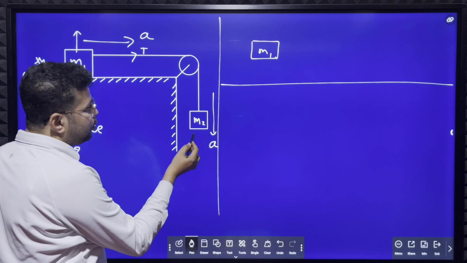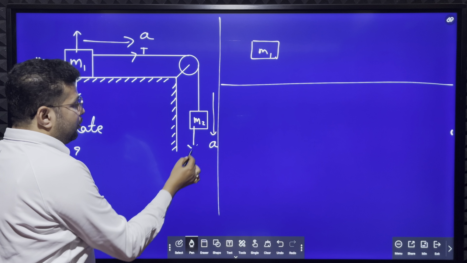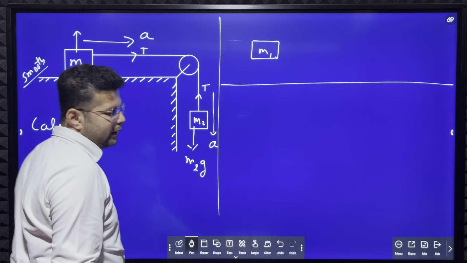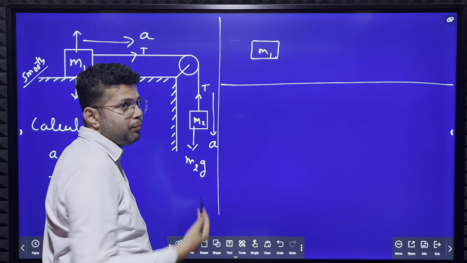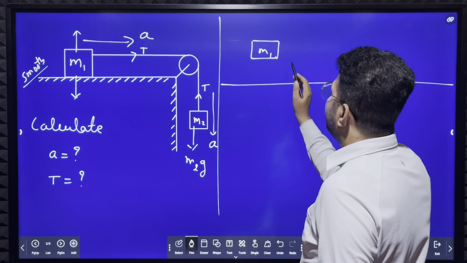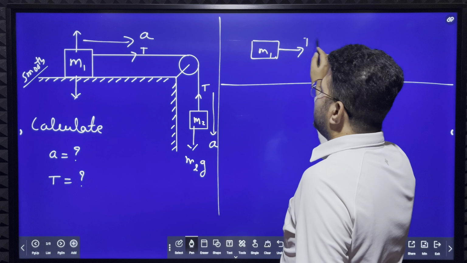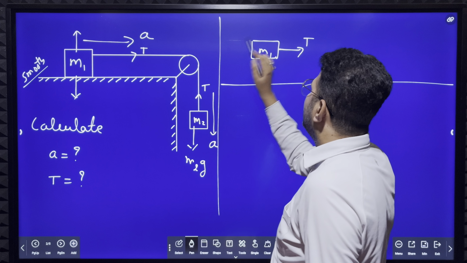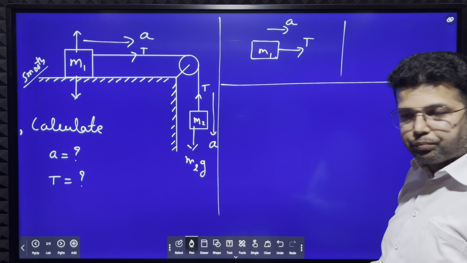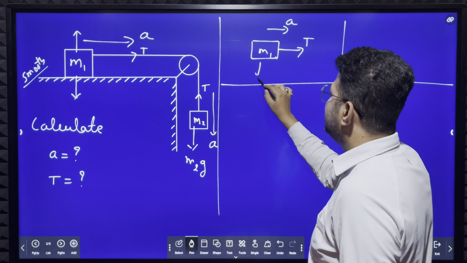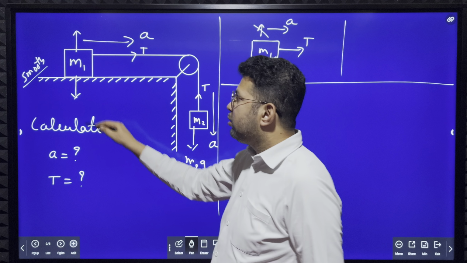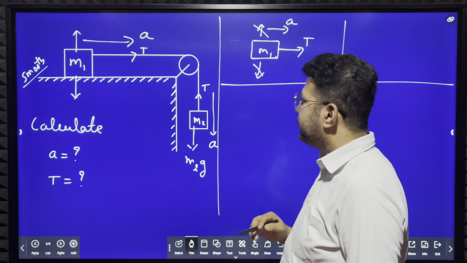But what about m2? There is a weight acting on m2, the gravitational force mg, and tension in the upward direction, because tension is always away from the body or towards the support. We know the direction of tension. Now in the free body diagram of m1, the force of tension is the only force responsible for acceleration. The other two forces are m1g and the normal reaction. They get cancelled, and m1 is not moving along the vertical, so we don't have to worry about it.